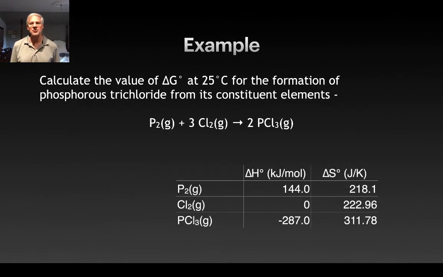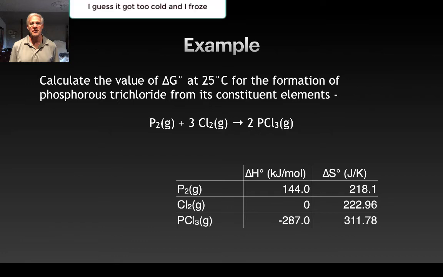So let's look at an example here. We can calculate things in a couple of different ways. For delta G, we've learned one. We'll learn another here in a moment. But we've learned this one. So we want to calculate the value of delta G at 25 Celsius for the formation of phosphorus trichloride from its constituent elements. This is not a formation reaction. We're just saying we're forming PCl3 from its elements.